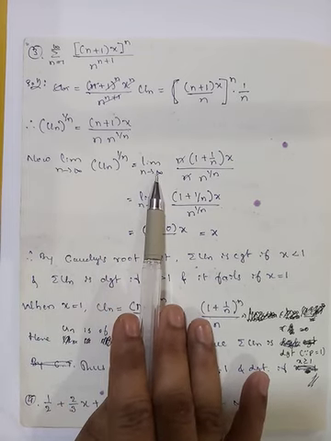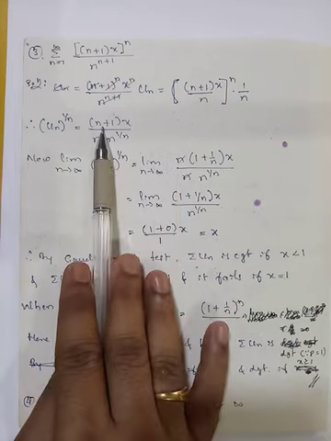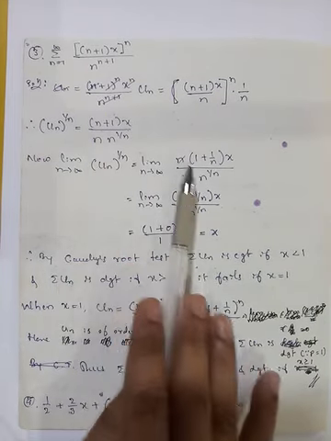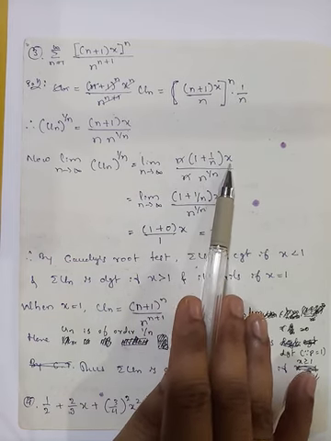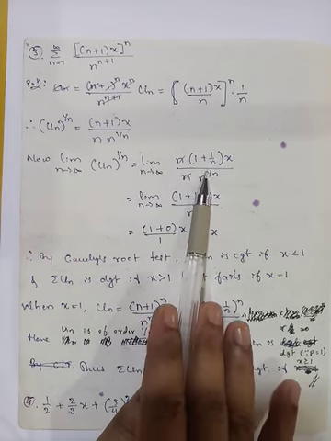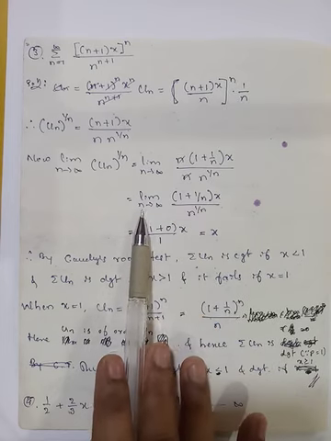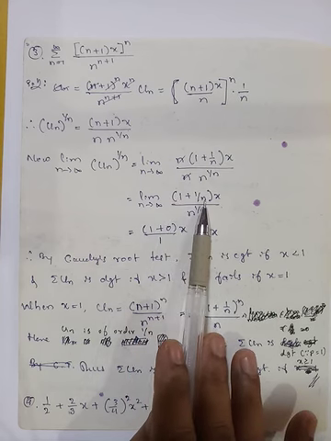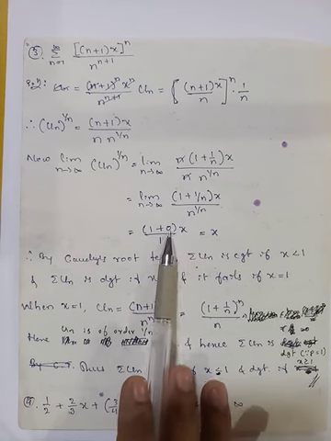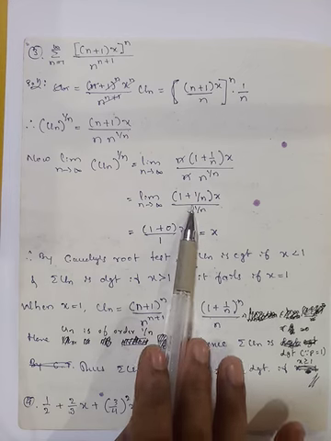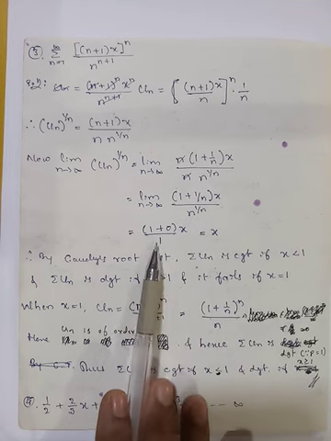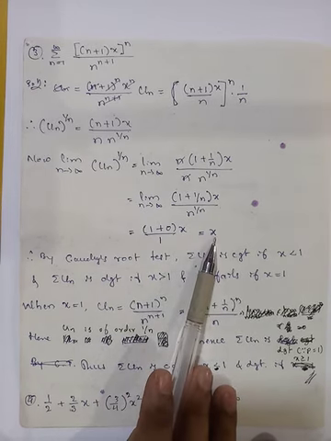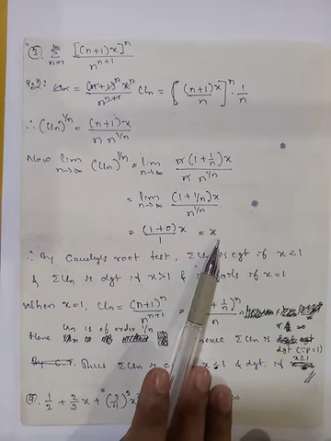Before putting n equal to infinity, we take the highest power of n common in the numerator and also in the denominator. When we take n common from this, 1 plus 1 by n remains, and x as it is, and n raised to 1 by n. So this n cancelled. Now we are putting n equal to infinity: 1 plus 1 by infinity, 1 by infinity is 0, x as it is, n raised to 1 by n. This is again one standard limit, the value is 1. Therefore we get x. So here x is not defined.